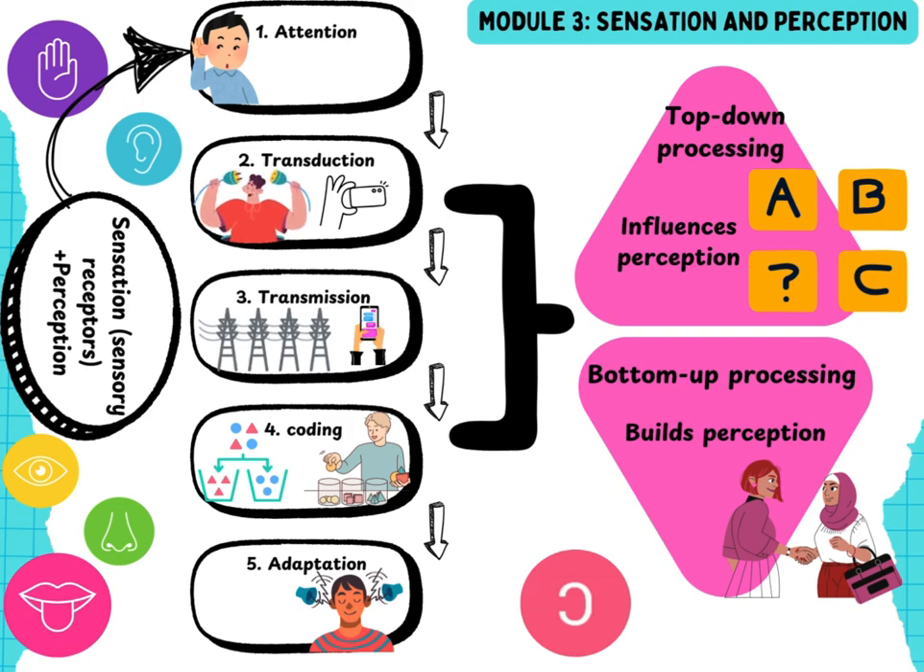Step 4. Coding. Here we start to make meaning of those signals the brain is receiving through a sorting system that looks for connections to prior knowledge or experiences. This is where we recognize that familiar face in the street or remember the name of the song that we can hear playing. Finally, adaptation.